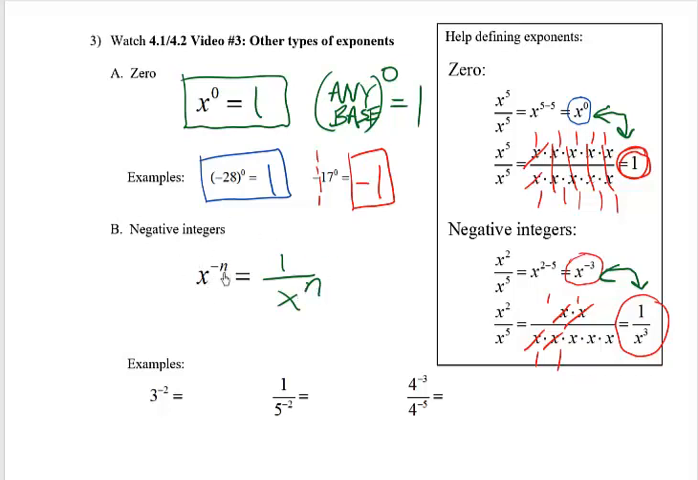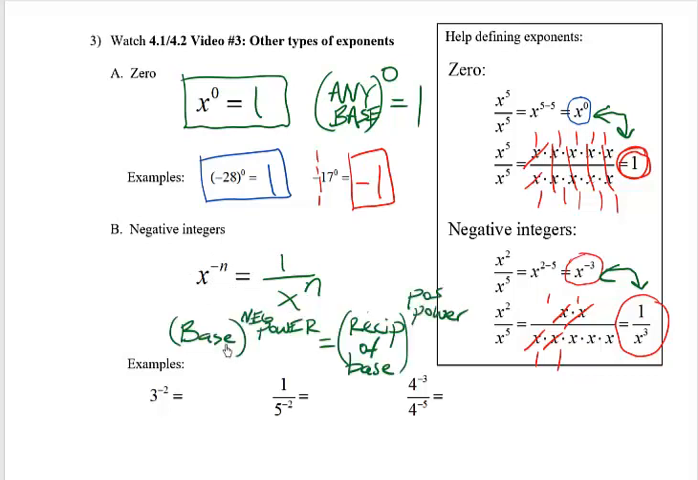Here's the rule. X to the negative n equals 1 over x to the n, or in words, a base raised to a negative power is the same thing as the reciprocal of that base raised to the corresponding positive power. Now, let me work some examples for you to help you see how this works out. Essentially what we're saying is negative exponents are difficult to work with. And so what we generally do is we get rid of them. We change from a negative exponent to a positive exponent by reciprocating the base.